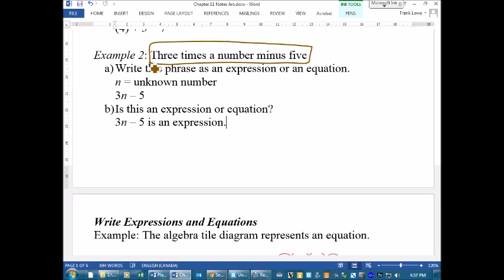You bet it's an expression, because 3 times a number, we don't know what the number is. There it is, 3n, 3 times a number, minus 5, we've got to take away 5. So there is our expression for this phrase. Okay, let's look at another one.